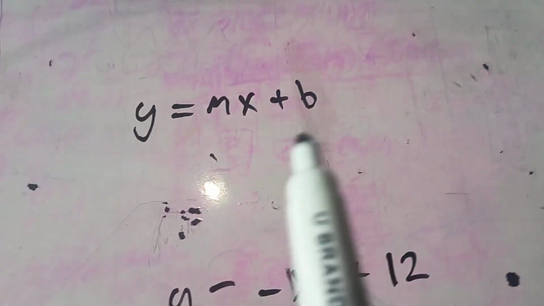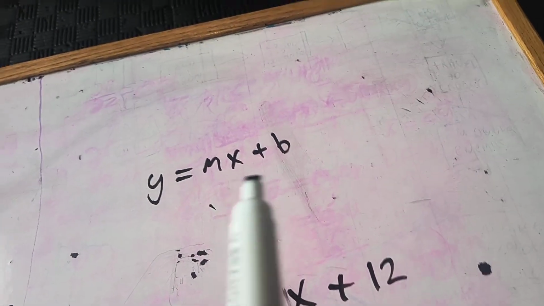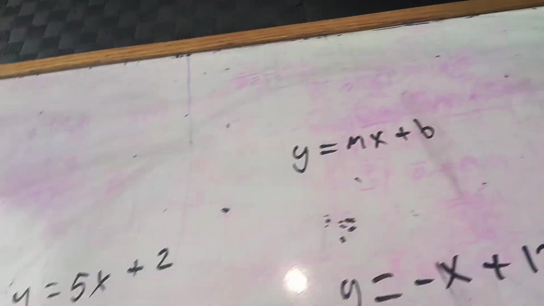Anyways, so we say that the slope-intercept form of a linear equation is y is equal to mx plus b, where b is the y-intercept and m is the slope.